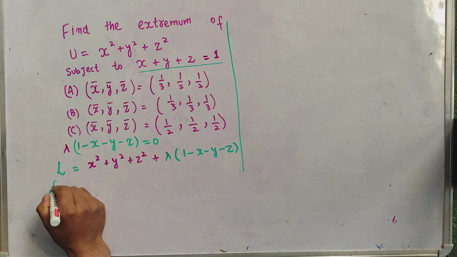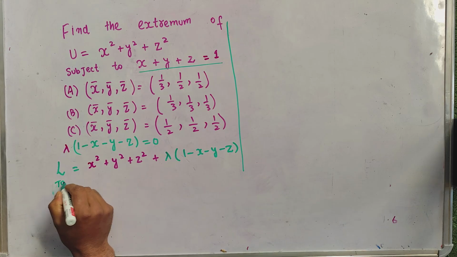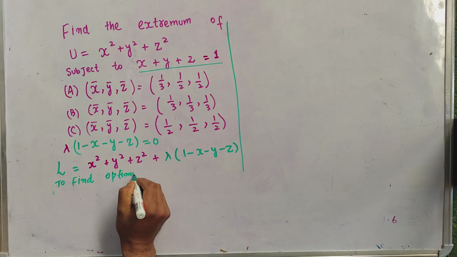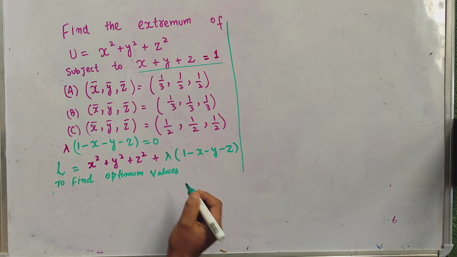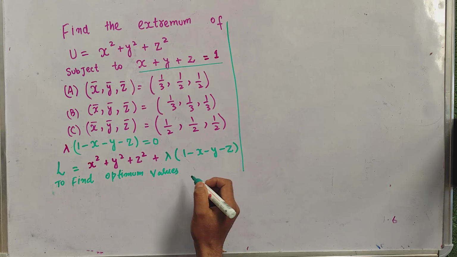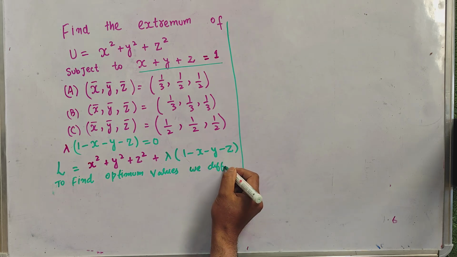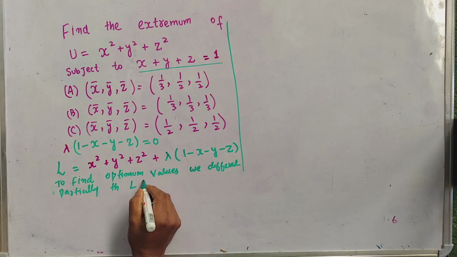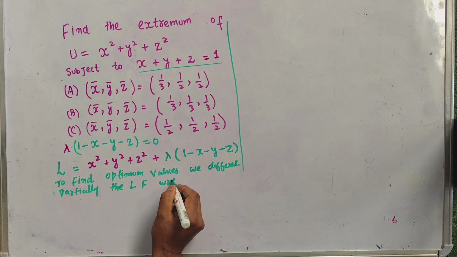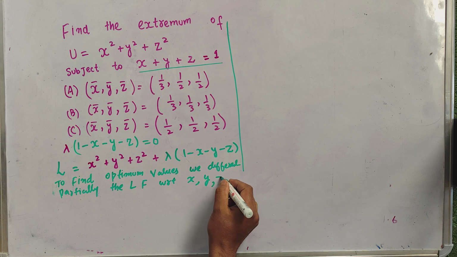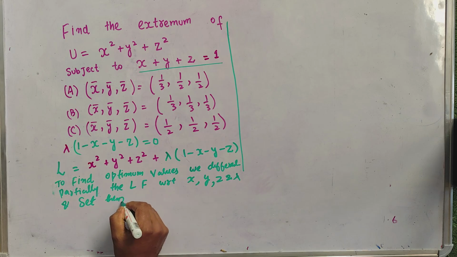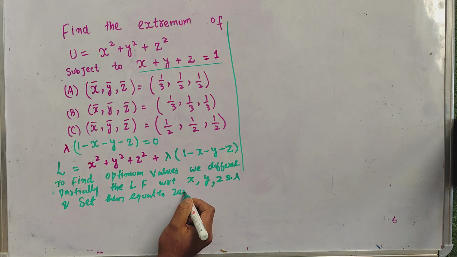So to find optimum values, we differentiate partially the Lagrangian function with respect to x, y, z and lambda and set them equal to 0. Then we can find out. So let us find out.